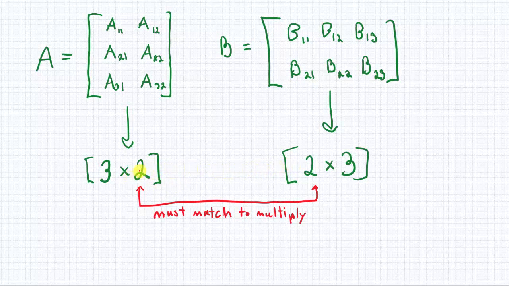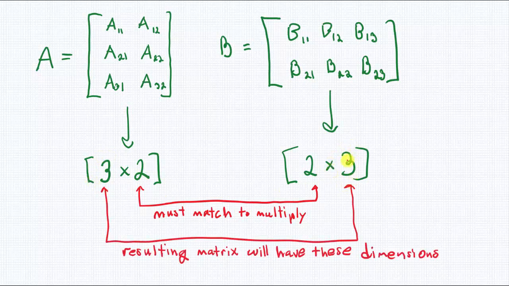Those 2 need to match. So here we have a 2 in each place, so that works. We can multiply A times B. Now we have a 3 here and a 3 here. Those are what we call the exterior dimensions. And the resulting matrix, if we want to call it C in this case, will have these dimensions. So C will be a 3, as in 3 rows here, by 3, as in 3 columns here. It'll be a 3 by 3 matrix.